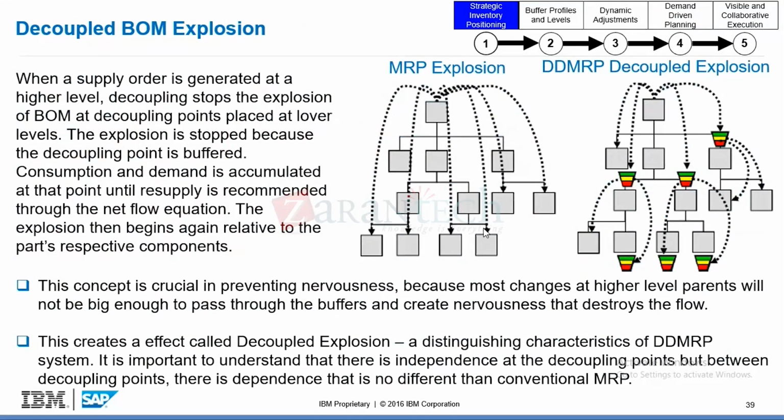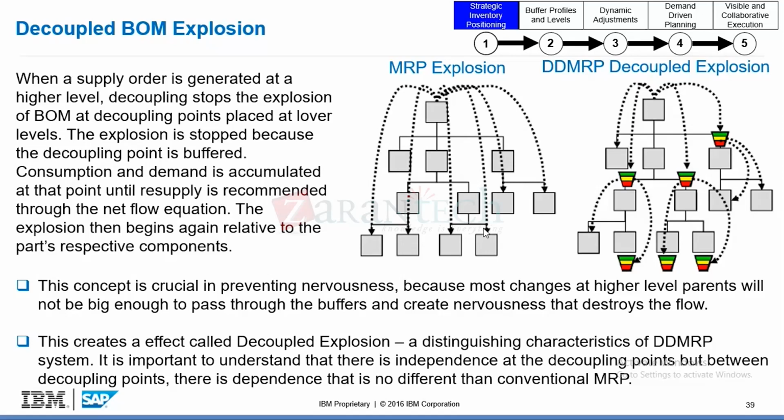So if we consider the bomb explosion in case of MRP and in case of DDMRP, when a supply order is generated at a higher level, decoupling stops the explosion of bomb at decoupling points. In case of DDMRP, which we did not have in the MRP explosion, there is no bomb explosion because the decoupling point is buffered. We have maintained the stock level after calculating the zones, and accordingly we have maintained.